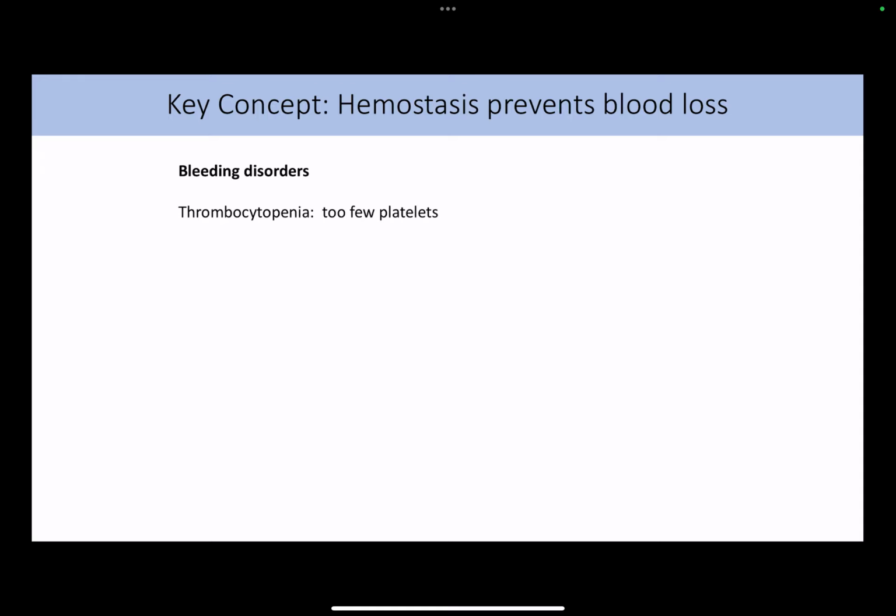Some other bleeding disorders: thrombocytopenia, again, you learned about that in labs, too few platelets. If you have impaired liver function, the liver is responsible also for making clotting factors and fibrinogen. So if you have impaired liver function, you're not going to be able to heal capillary damage as well as if you didn't have impaired liver function. Or if you don't have enough vitamin K. We said vitamin K is needed to make those clotting factors.